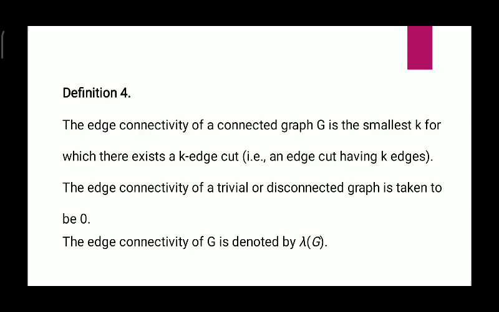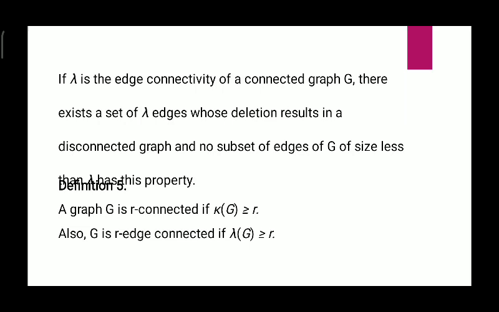Similarly, we have edge connectivity. The edge connectivity of a connected graph G is the smallest k for which there exists a k edge cut. It is denoted by lambda of G. If lambda is the edge connectivity of a connected graph G, there exists a set of lambda edges whose deletion results in a disconnected graph, and no subset of edges of G of size less than lambda has this property. A graph G is r connected if the connectivity of G is greater than or equal to r. Also, G is r edge connected if the edge connectivity of G is greater than or equal to r.